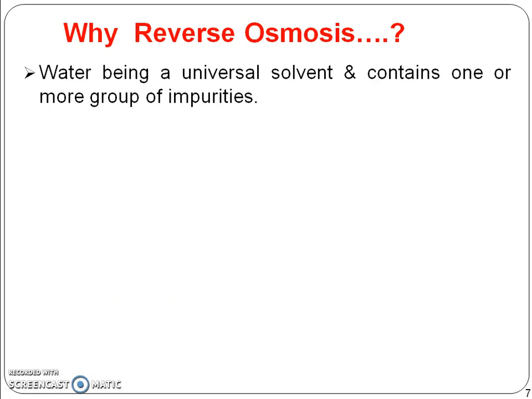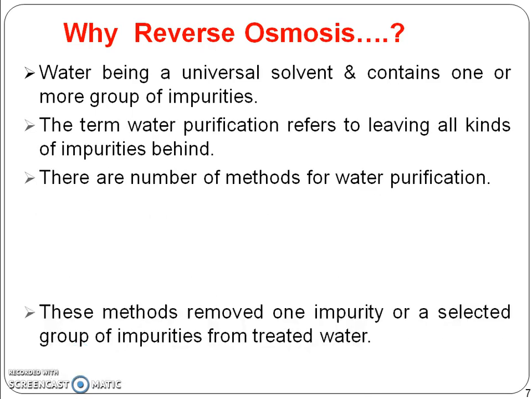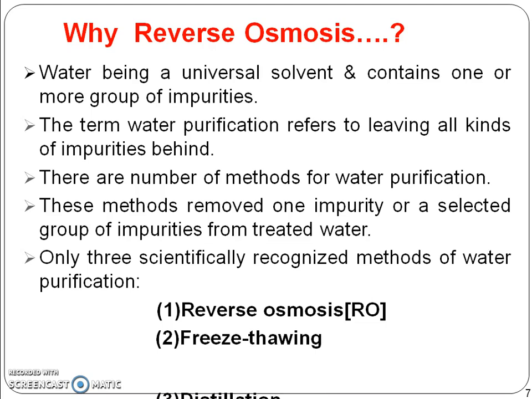Why reverse osmosis? Water is used as a universal solvent and it contains one or more groups of impurities. The term water purification refers to removing all kinds of impurities from the water. There are a number of methods used for water purification, but scientifically three methods are recognized. The first one is reverse osmosis, the second one is freeze thawing, and the third one is distillation, and that's why reverse osmosis is widely used nowadays in industry.